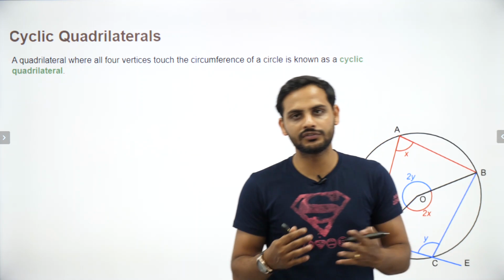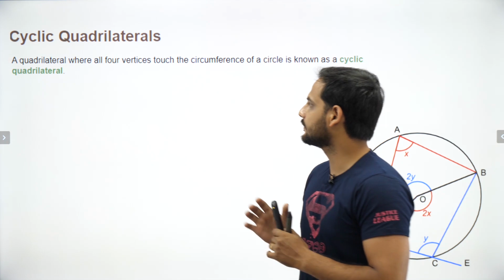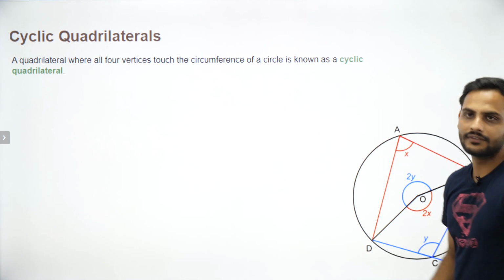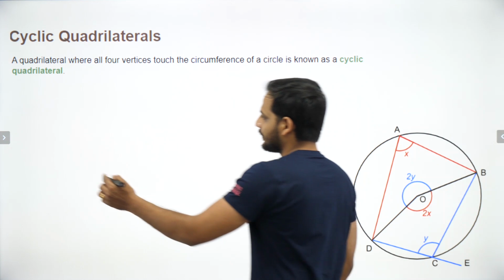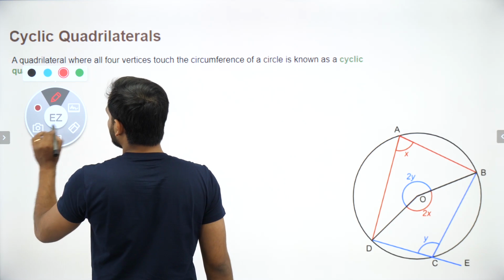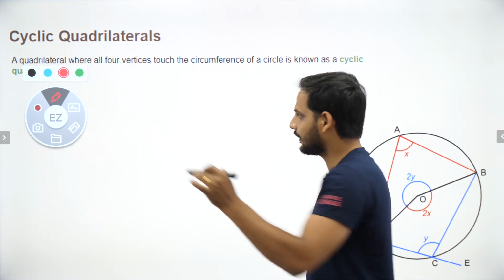The first thing you should understand is that a cyclic quadrilateral is a quadrilateral where all four vertices touch the circumference of the circle. What do I mean by it? It should be very clear. Many students have this doubt: any quadrilateral inside a circle is not a cyclic quadrilateral.